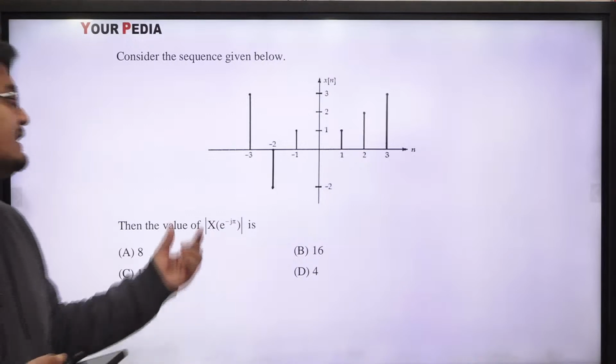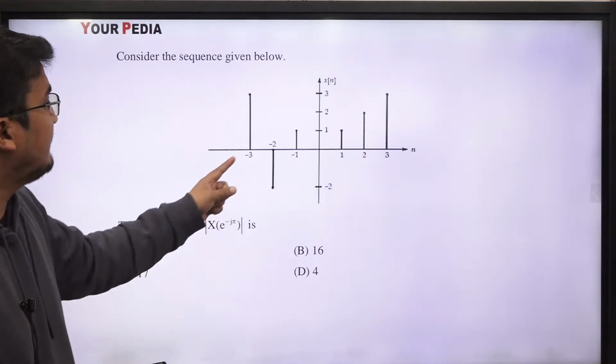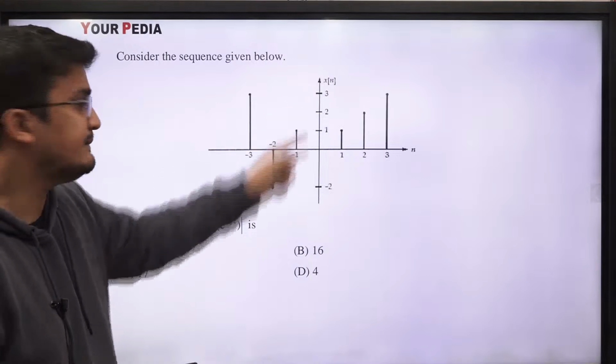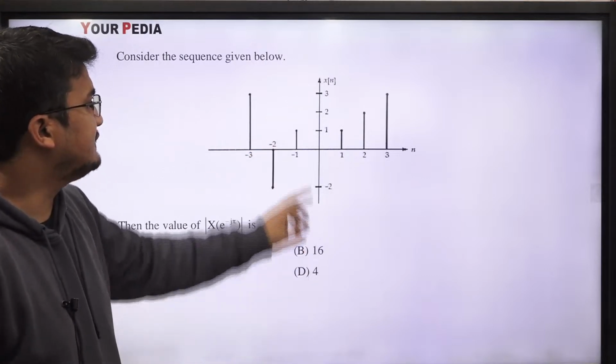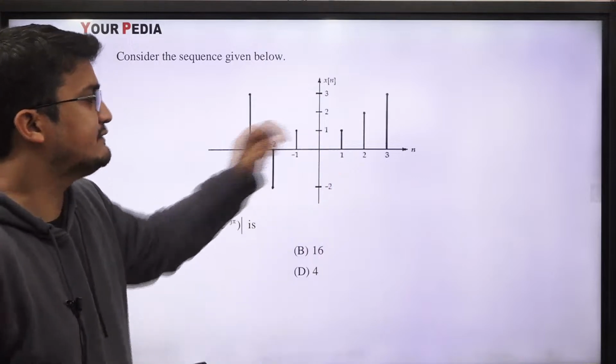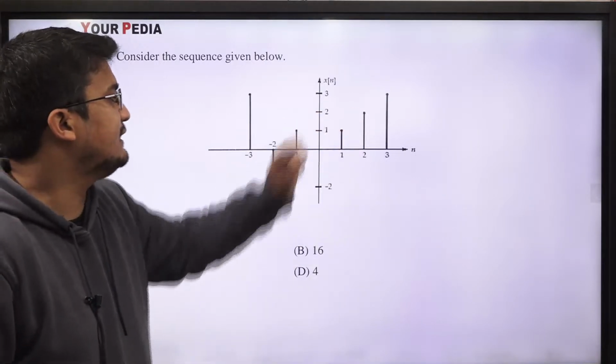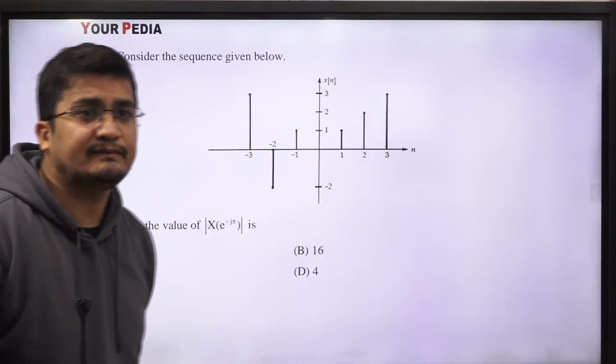Six sequence values are given to you. At -3, the sequence value is 3. At -2, the sequence value is -2. At -1, the sequence value is 1. At 1, the sequence value is 1. At 2, the sequence value is 2. At 3, the sequence value is 3.